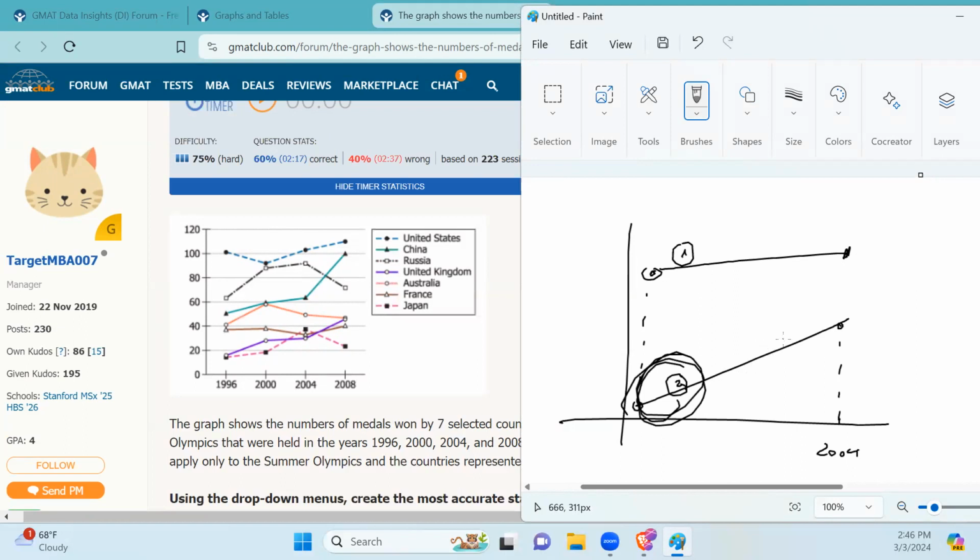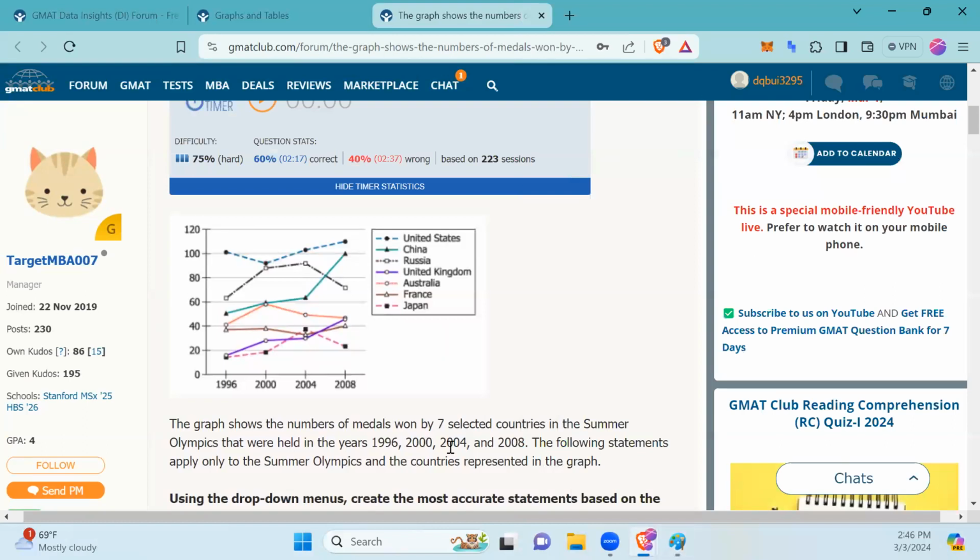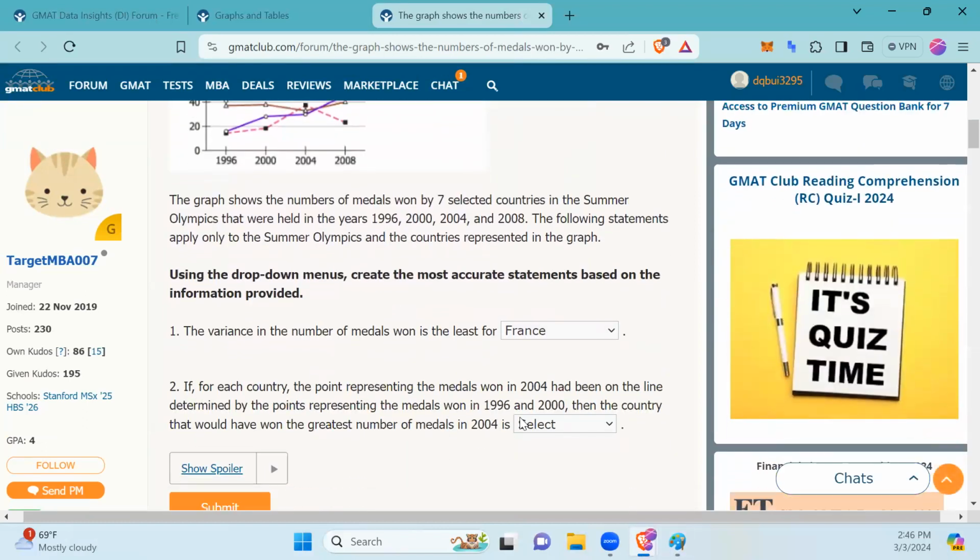But in this case, Russia's starting point is not too low either. It's actually the country with the second highest number of medals. So it's likely that if it continues the trajectory of 96 to 2000, it will have the most number of medals.